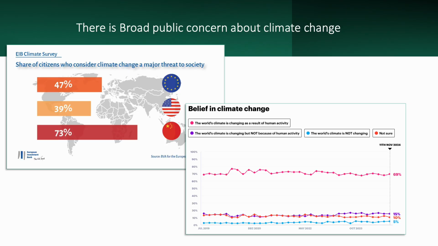Another opportunity is really about the fact that there is broad public concern about climate change and recognition that it is an issue. So even though political leaders may not be willing to take the hit on their personal reputation, the broader public think they should and actually support more climate action. In the EU, something like 47% of people think that climate change is a major threat to society, whereas in China it's up to 73%. So even though the Chinese are producing the most climate change gases, the public recognises that it's a significant problem. I think the graph on belief in climate change is quite interesting here.